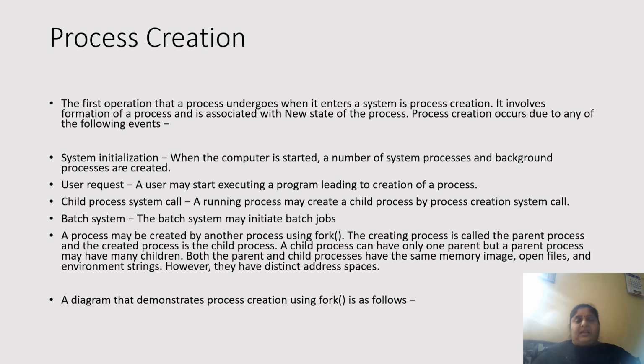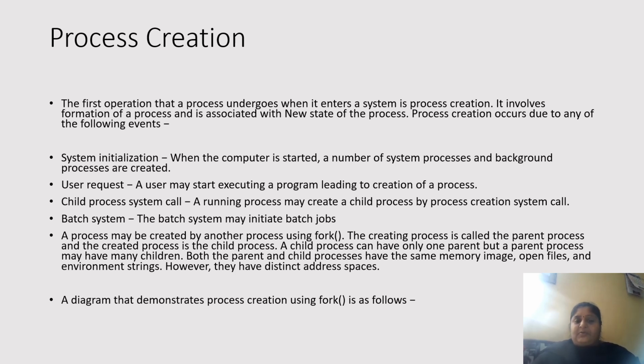In the first unit, we have seen the fork and exit system calls. In fork, we are creating a process, that is, a child process. The creating process is called the parent process, and the created process is the child process. The child process can have only one parent, but the parent process may have many children. So the parent process is only one, and the child processes can be many.